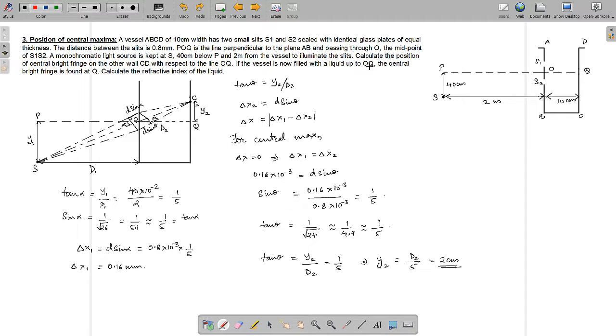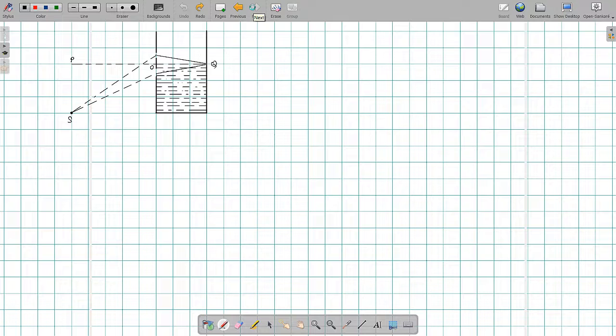Now, there's a second part to this question: if the vessel is now filled with a liquid up to OQ, that is, it is filled up to this point with the liquid, the central bright fringe is found at Q. The central bright fringe is shifted from this point to this point. Then we have to calculate the refractive index of the liquid. If you want to calculate it, let's analyze the situation in the form of a diagram. This is OQ, which is the vessel already filled up to OQ with some liquid. So the central maxima is found at this point Q.